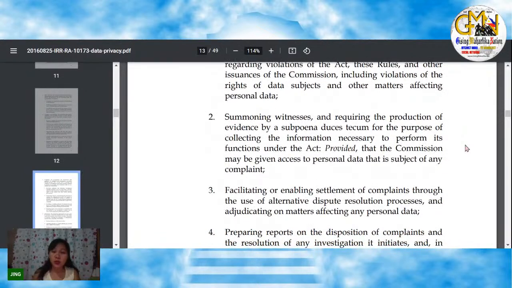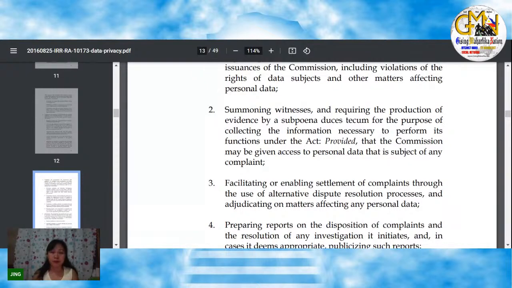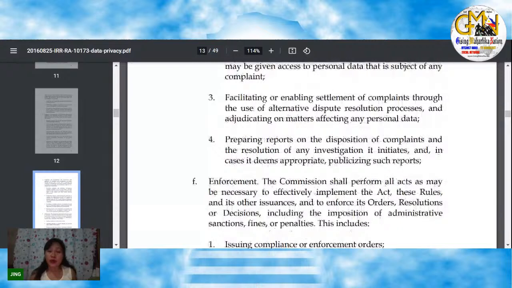Number 2, summoning witnesses and requiring the production of evidence by a subpoena duces tecum for the purpose of collecting the information necessary to perform its function under the Act, provided that the Commission may be given access to personal data that is the subject of any complaint. Number 3, facilitating or enabling settlement of complaints through the use of alternative dispute resolution processes and adjudicating on matters affecting any personal data.